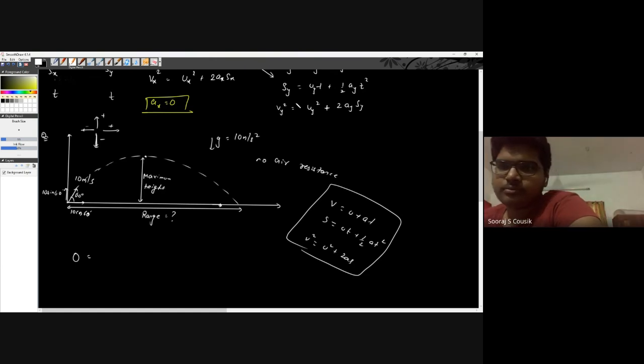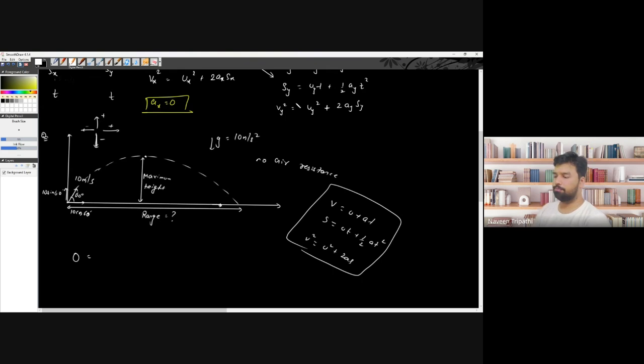The horizontal acceleration is zero. Okay, fine. Stop right there. I'll try to approach this like a novice student. What data is present with me first of all? Let's try to collect that data.